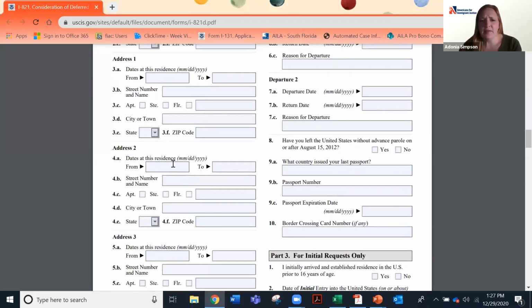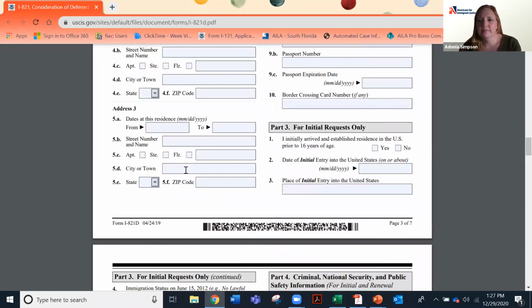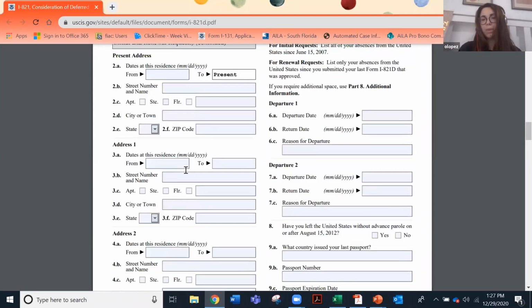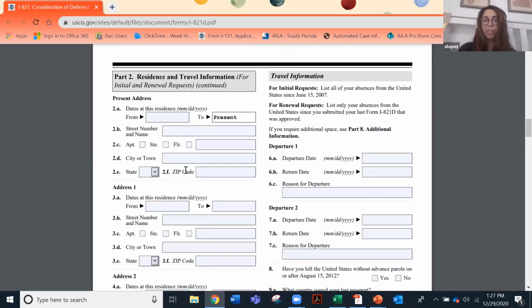Odie, any tips on this? I've seen that a lot of people, since they came here when they were younger, don't know their addresses. So make sure to ask your parents. I'm sure there are probably old documents lying around that could help with this. Absolutely. And that could also be evidence to prove your physical presence. So if you don't have a lot of evidence showing your time here, if there is some documentation showing your address, well, hey, that shows your physical presence.